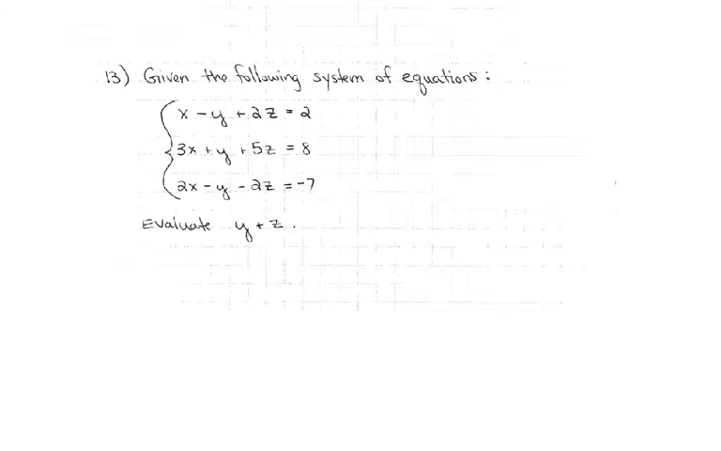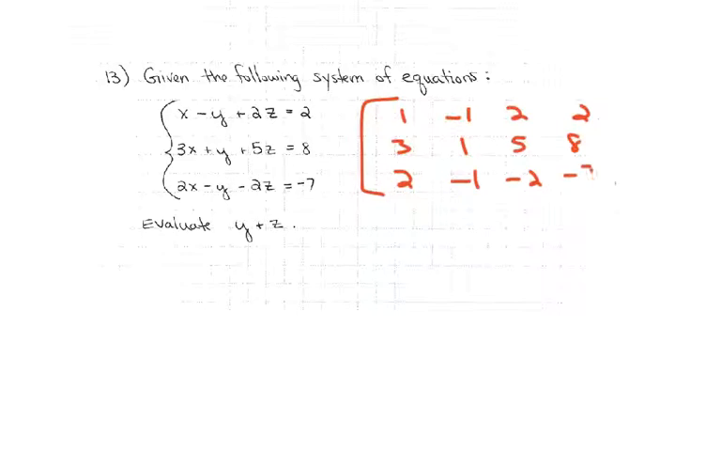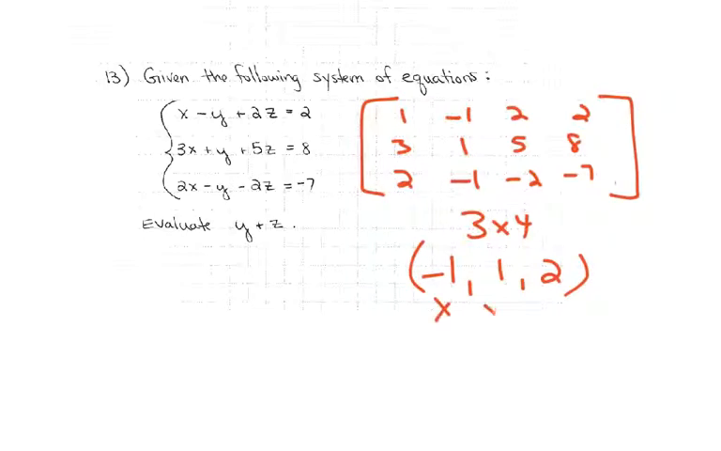In number 13, given the following system of equations, evaluate y + z. So this is a system of equations. We're going to plug into our calculator 1, -1, 2, 2, 3, 1, 5, 8, 2, -1, -2, -7, which is a 3x4 matrix. When you get your solution matrix, the last column is going to be in order x, y, and z. So once we find the solution, we're going to add y and z together. The solution matrix I got on my calculator was -1, 1, 2 in the last column. So if y is 1 and z is 2, then y + z must be 3.